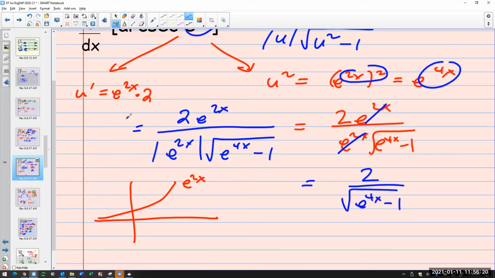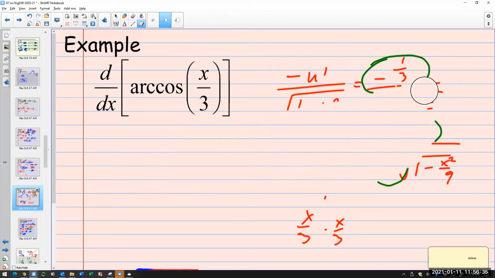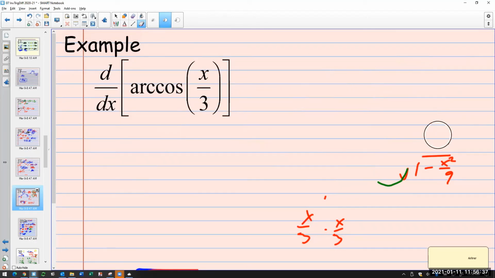On your test, I'm okay stopping here, just FYI. Okay, but I just want to let you know, this is always positive, so you could have canceled these out. Okay? All right, let's do another one. Actually, you do this one. Write your formula, get your u prime and u squared, and plug in.